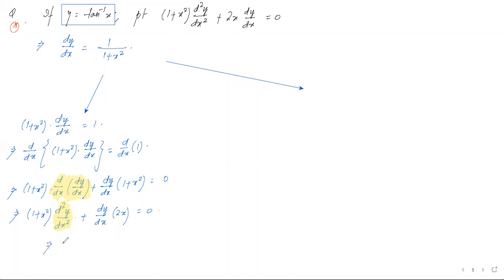Now थोड़ा सा आगे पीछे करके अगर हम लिख दें, so d2y by dx square plus 2x times dy by dx is equals to 0. This is what they asked us to prove.